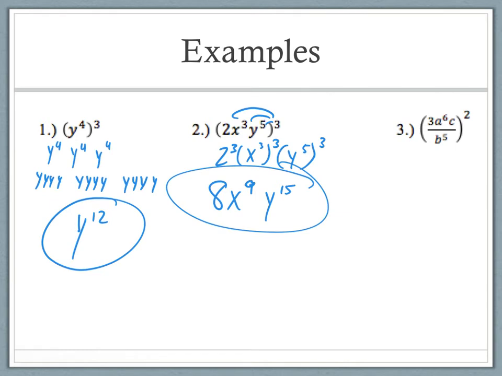So the biggest mistake that people make there is they do 2 cubed and just do 2 times 3. No, 2 cubed would be 2 times 2 times 2, which is 8.